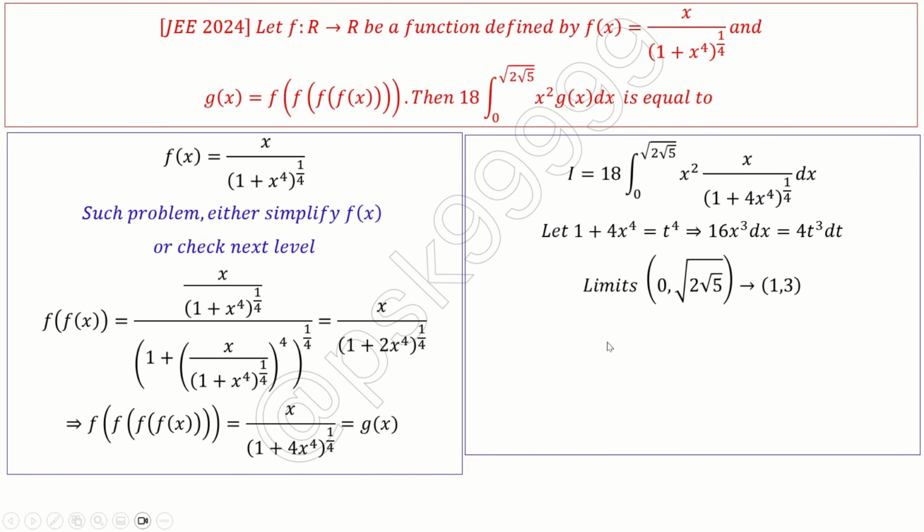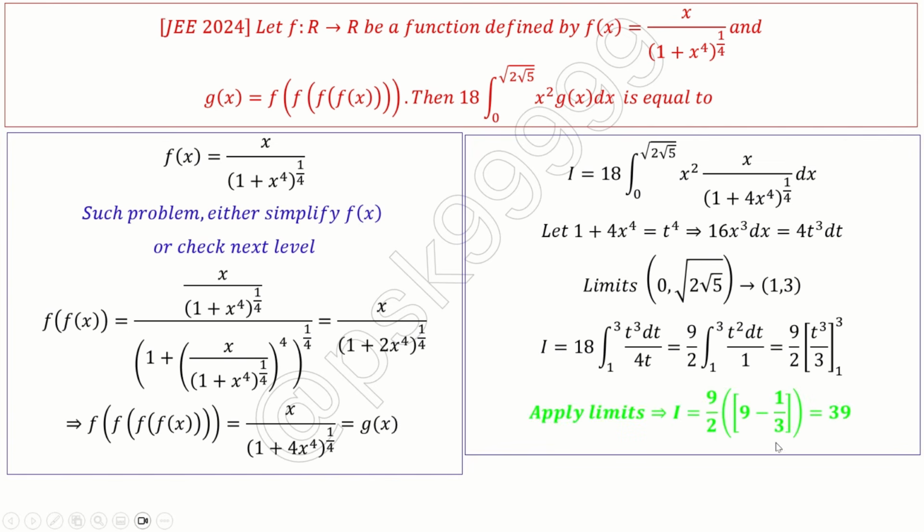So now my integration is simple. 18 times the integration from 1 to 3 of t cube dt by 40, which is nothing but 9 by 2 integration from 1 to 3 of t square dt, which is 9 by 2 into t cube by 3. If I apply the limits 1 and 3, what I will get is 39. That's the answer. Do it carefully without mistake. It's a simple one, so you can do it yourself.